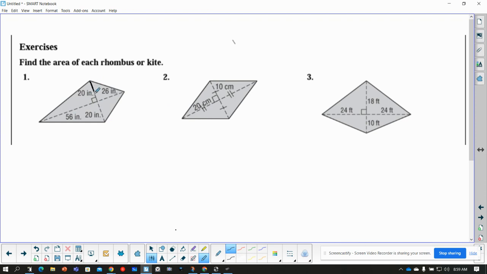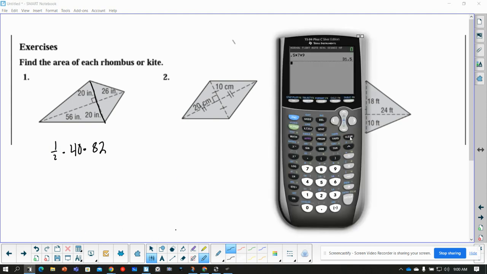So notice this one, they didn't give us the diagonal as one number. They said this is 20 inches. So diagonal 1 would be 40 inches. Okay. Diagonal 2, 56 plus 26. Let's see, that'd be 82, I think. And 1/2 times diagonal 1 times diagonal 2.